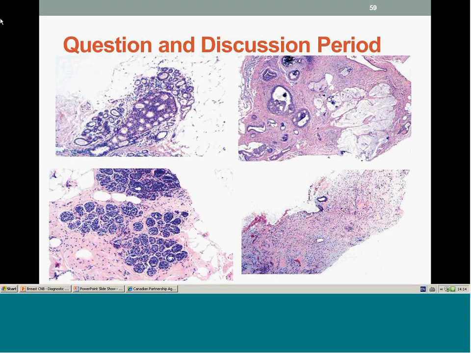The next question comes from Holton here. How far do you go to find calcifications in a core biopsy when there's none, or too small on the biopsy to account for the radiologic calcification? Do you block, lift the tissue, cut levels?